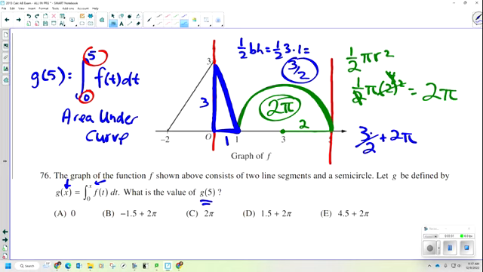Normally they never give you decimals. They do sometimes in calculator problems. But look at it, they converted that. So 3/2, in case you didn't know, that's 1.5 plus 2 pi. And there you go. Choice D, simple one to start.